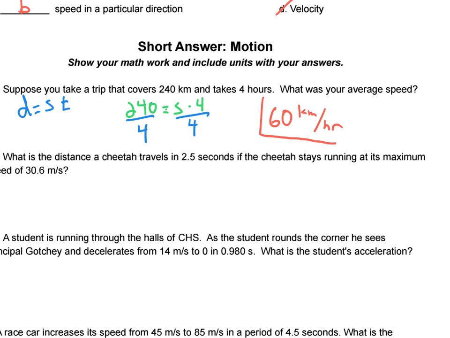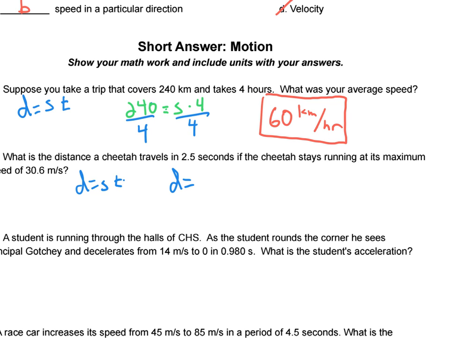So that would be moving pretty good for a car, but isn't quite highway speeds. All right, what is the distance a cheetah travels in 2.5 seconds if the cheetah stays running at a maximum speed of 30.6 meters per second? That's really moving. So again, we can use distance equals speed times time.